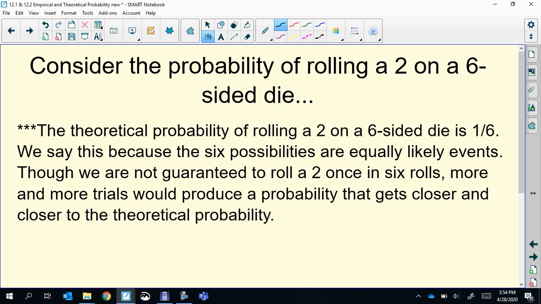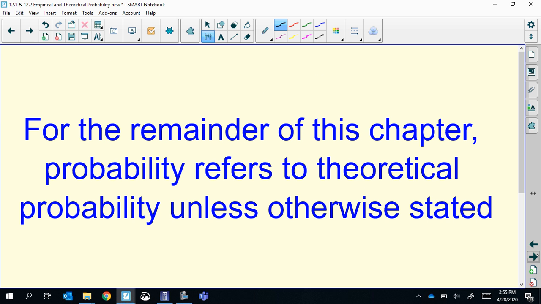So here we've got theoretical probability. We talked about it before we really spent much time on it, but it's a 1 out of 6 chance of rolling a 2. That is because there are 6 possibilities and only one of those has a 2. That's what theoretical probability is. They introduced this in elementary school, so I'm sure you've seen this before. So we talked a little bit about empirical, but for everything else, we're going to look at theoretical probabilities, unless we specifically say otherwise.